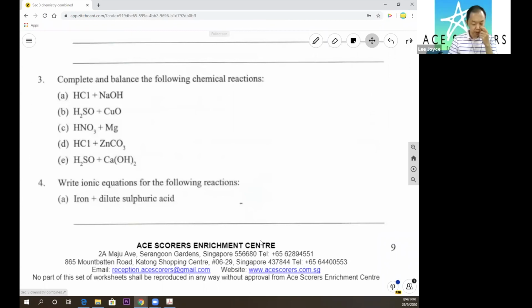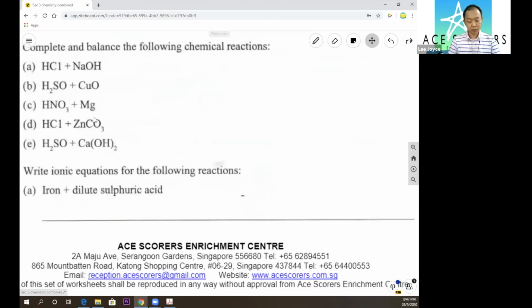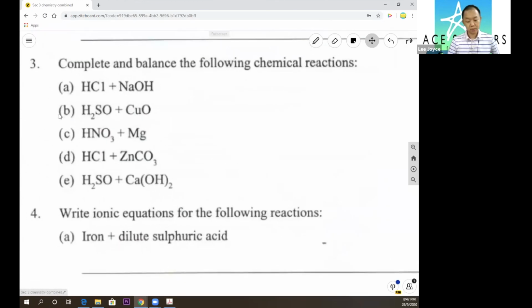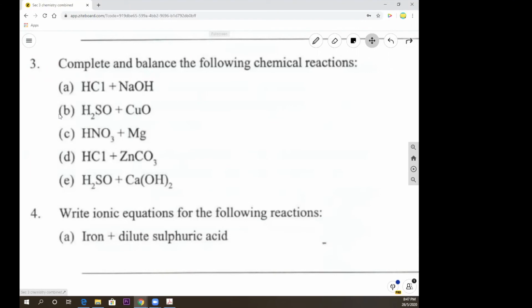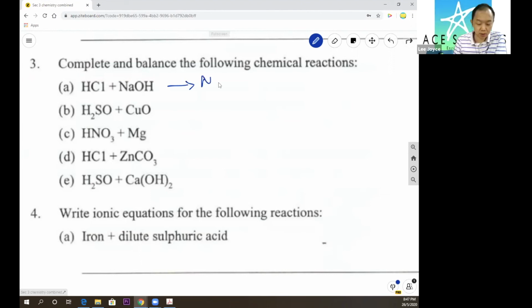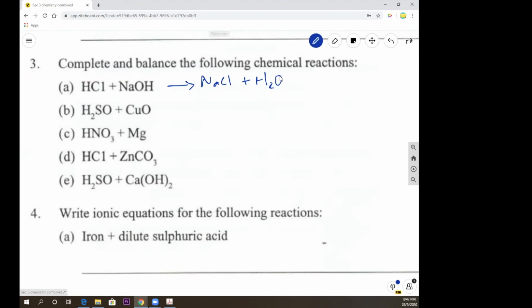Okay, can we try question number 3? Complete and balance the following chemical reaction. What is HCl plus NaOH? Acid plus base, salt plus water. Yeah, so what salt? Sodium chloride plus water. Awesome, man. Is it balanced? Yes. Well done. Next one.